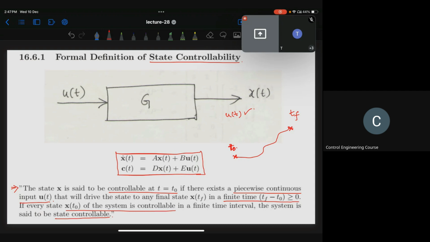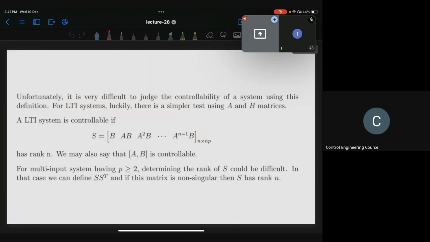So that is the first part. In general, for any system x dot equals Ax plus Bu, we can check whether the system is controllable or not using this matrix. An LTI system is controllable if this matrix, given the A and B matrices, has full rank n. Then we can say that the system is controllable, or that the AB pair is controllable. So we can easily check the rank, with n equal to 3. This is the first definition.